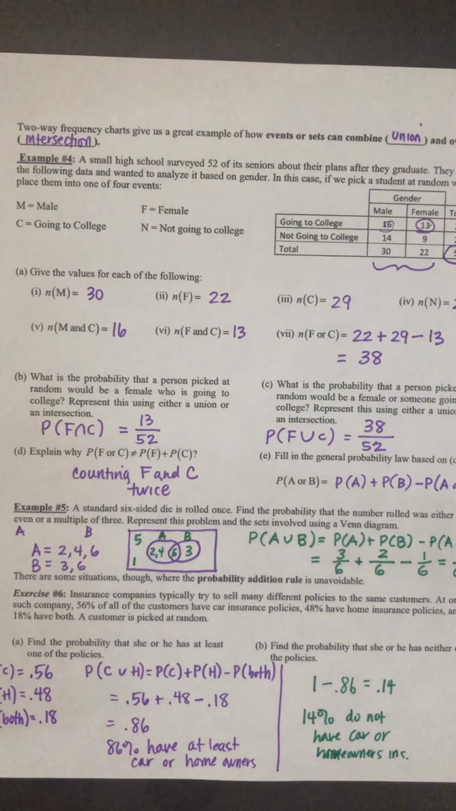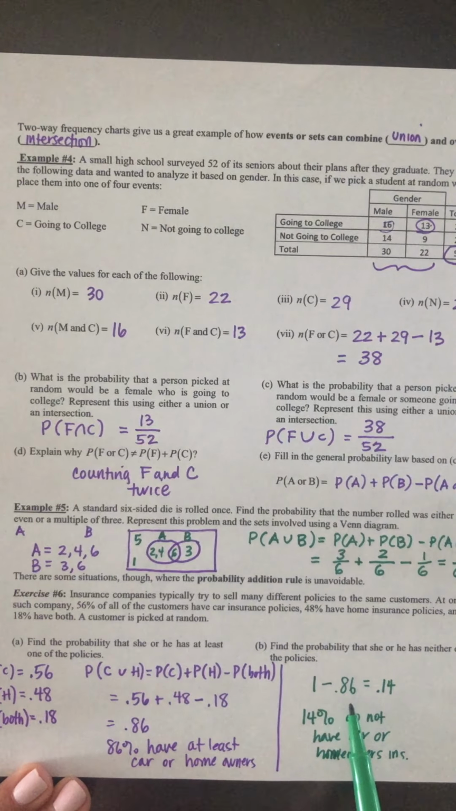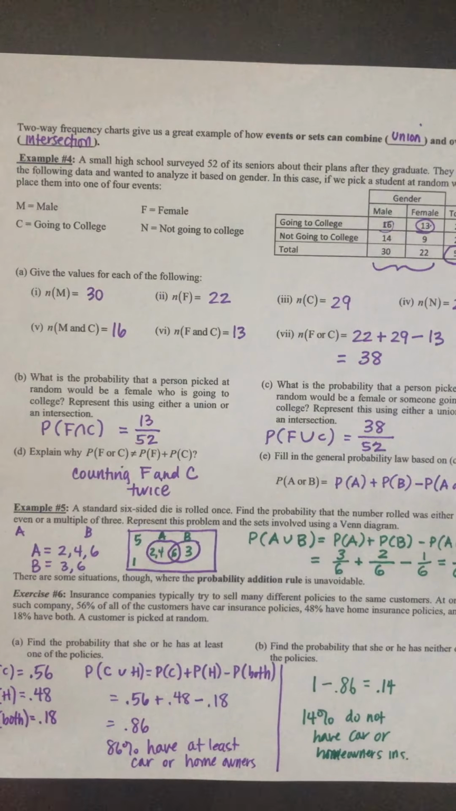Okay, so that 0.14 represents the complement, the probability of it having car or homeowners, and you either have it or you don't. So they're going to always add up to 1. So the 14% that don't, when you add it up to the 86% that do, that gives you 100%. So I hope that makes sense.